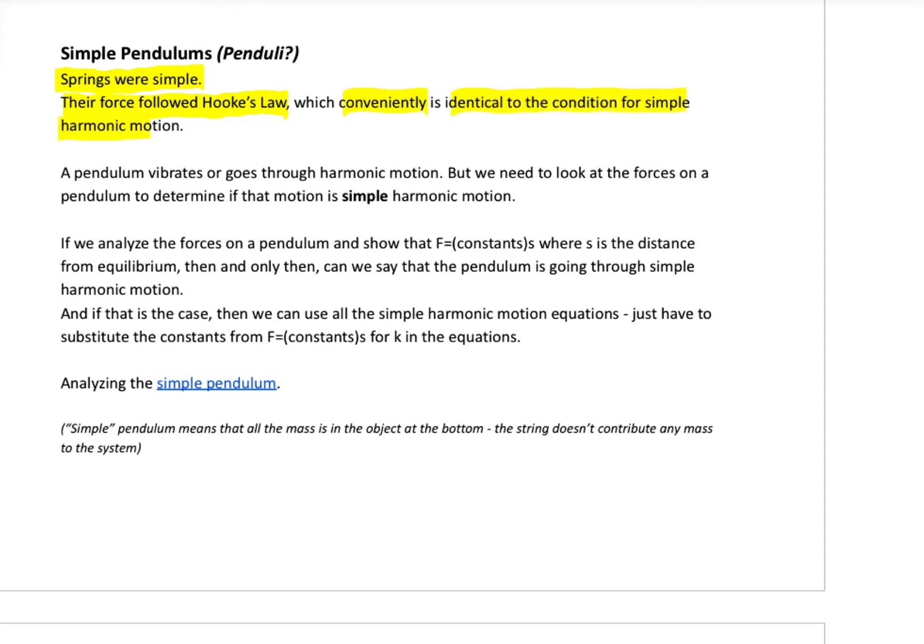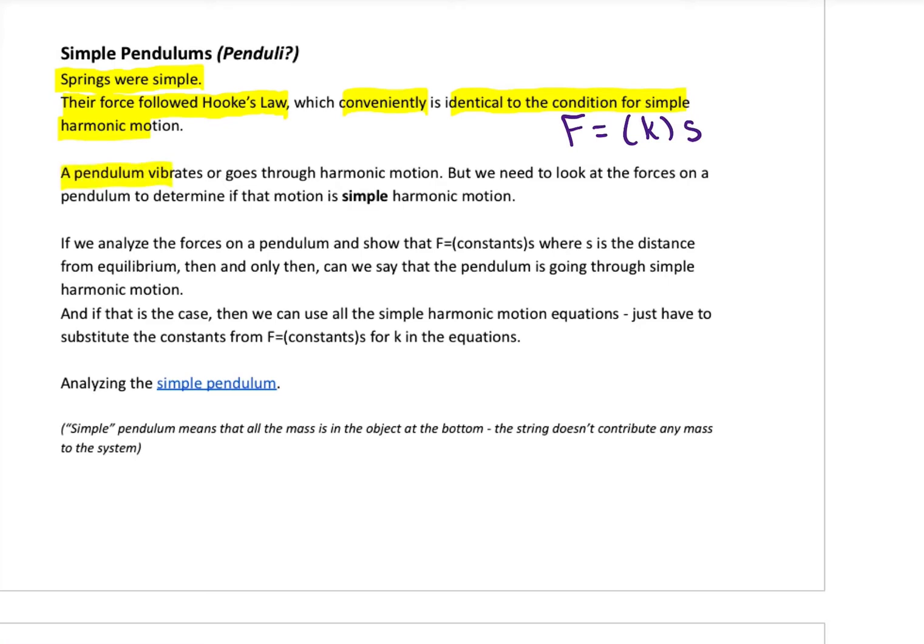simple harmonic motion. We had for Hooke's law that the restoring force was equal to the spring constant multiplied by S, which is identical, even the same letter, as what we've been using for the simple harmonic motion condition. Now we're going to bump it up and look at another system. The system we're going to look at is the pendulum.